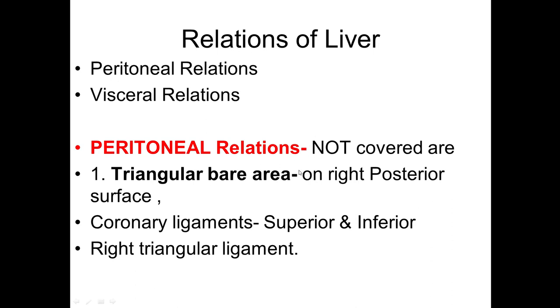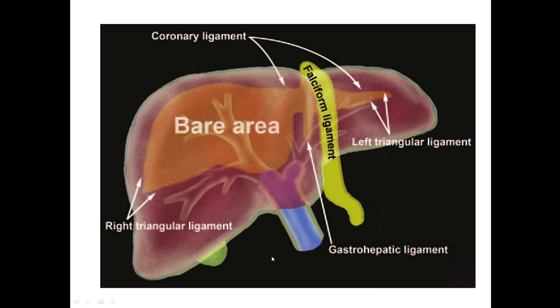Bare areas. And this is a very important question. You must remember, it can come in your profs. Write down the peritoneal relations of the liver or draw a diagram showing the peritoneal relations of the liver. Let's see one by one. The first is the triangular bare area on the right posterior surface, and there are two coronary ligaments, superior as well as inferior, and the right triangular ligament. Let's see what we mean by this.